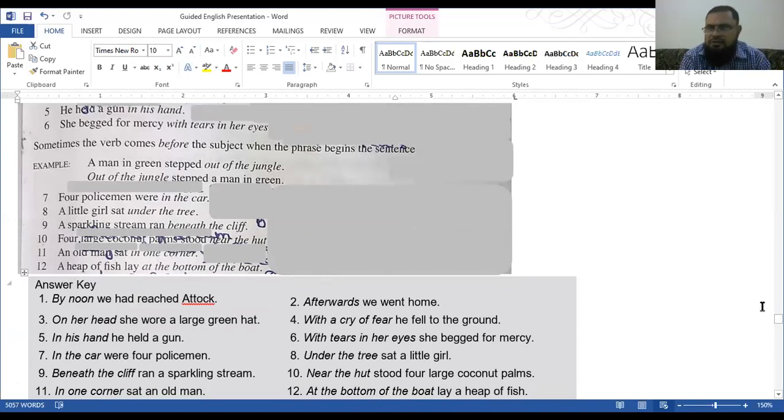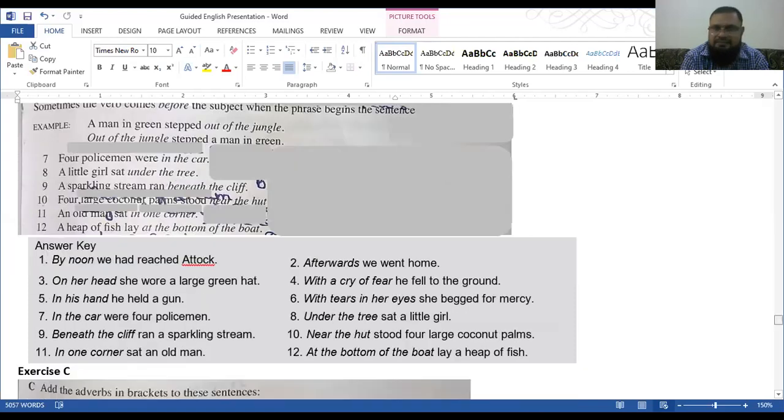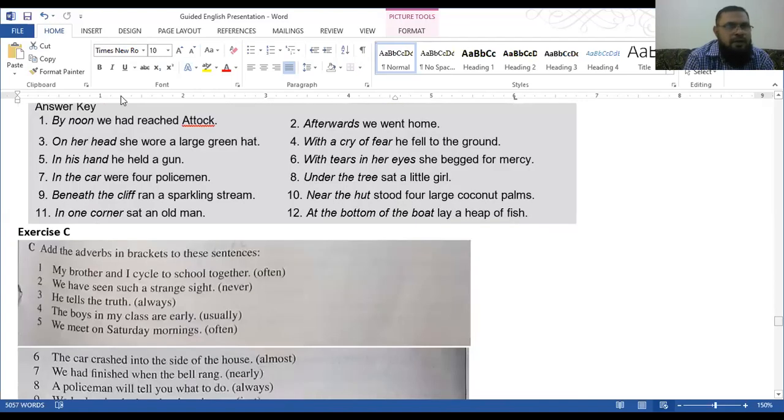Now, students, you will write the questions and write the answers from the answer keys. I will read you. By noon, we had reached Attock. Number 2. Afterwards, we went home. On her head, she wore a large green hat. With a cry of fear, he fell to the ground. Number 5. In his hand, he held a gun. Number 6. With tears in her eyes, she begged for mercy.